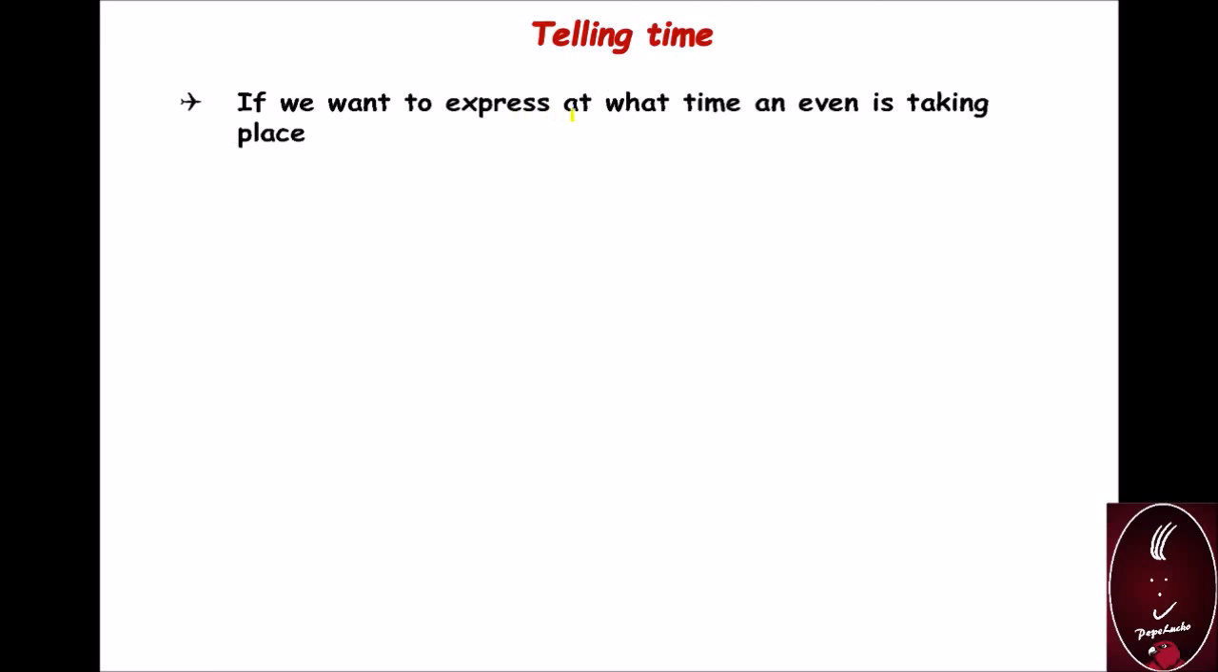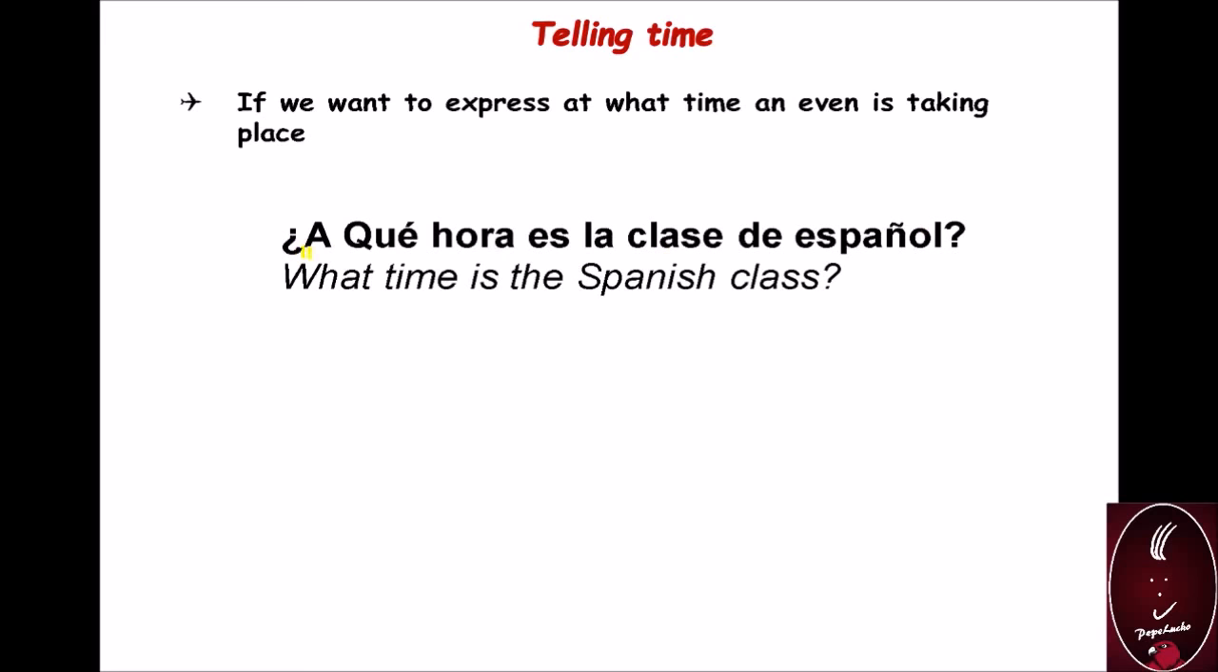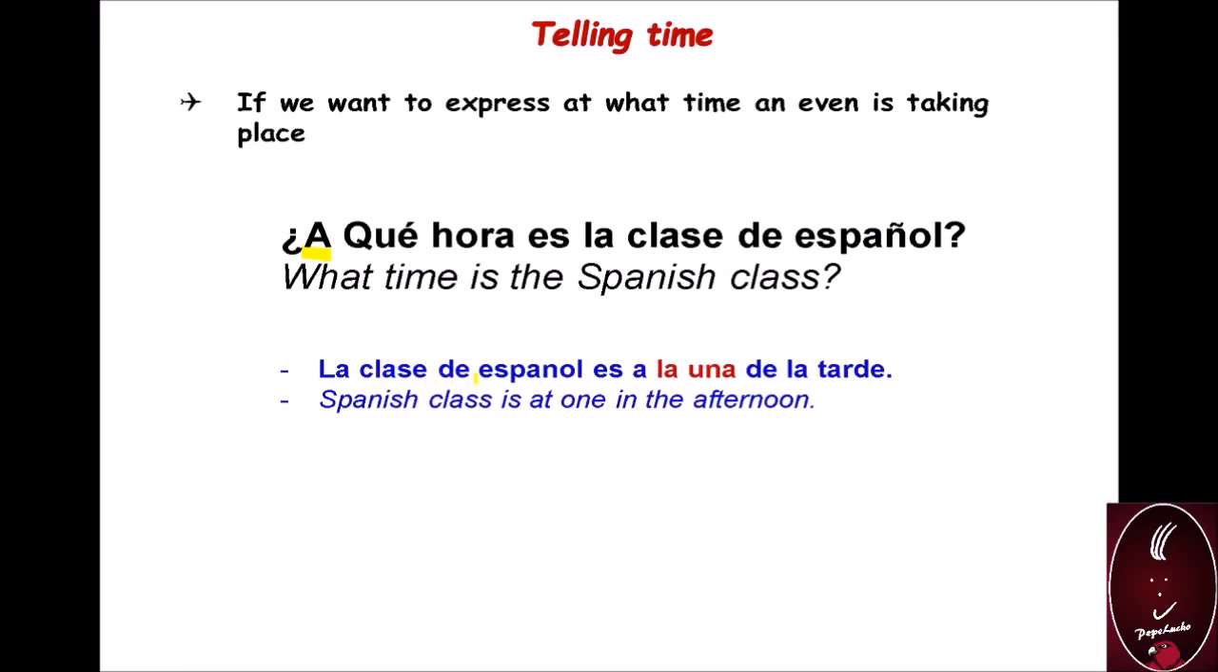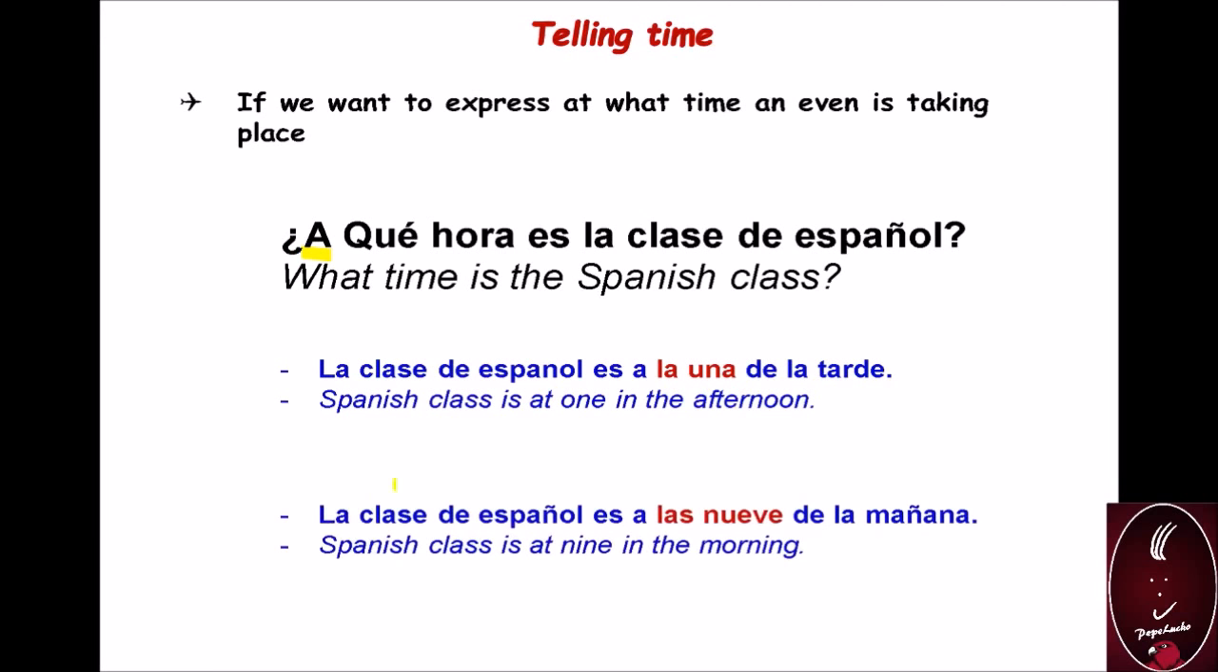If we want to express at what time an event is taking place, the question is a little different. We use a. ¿A qué hora es la clase de español? To answer this question, la clase de español es a la 1 de la tarde. Or, la clase de español es a las 9 de la mañana. So we make sure the definite article agrees with the hour: singular with singular, or definite article plural agrees with the hour, this is plural.